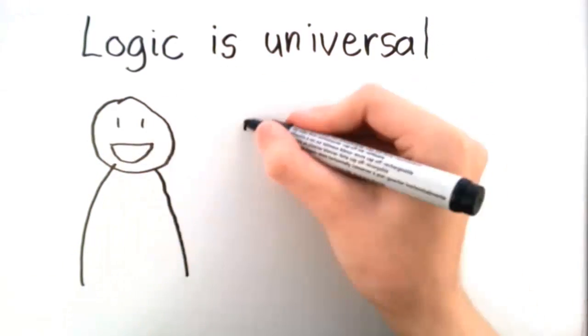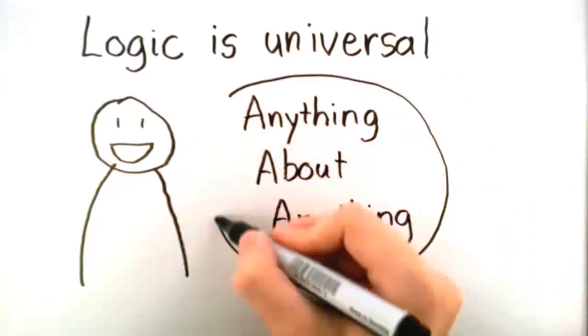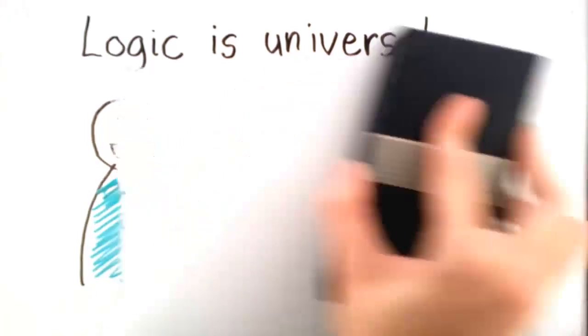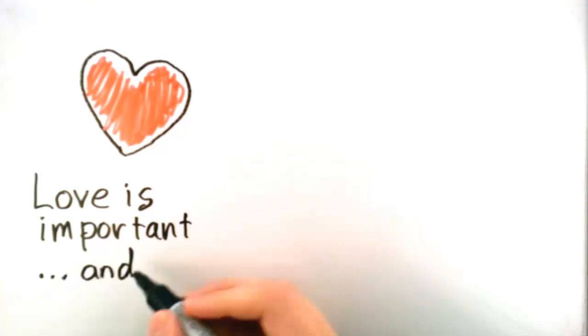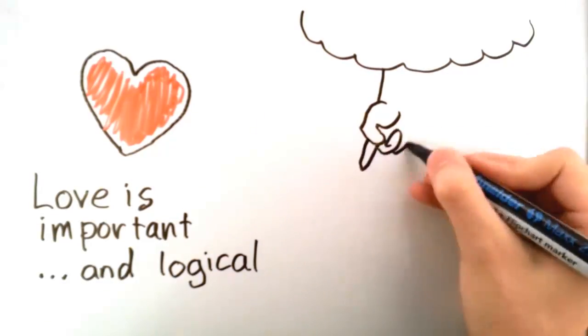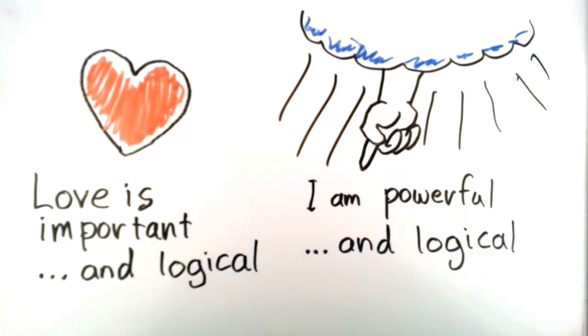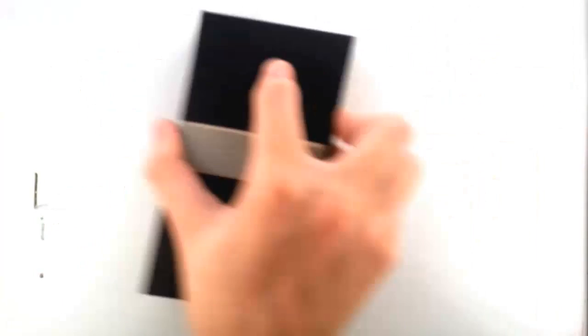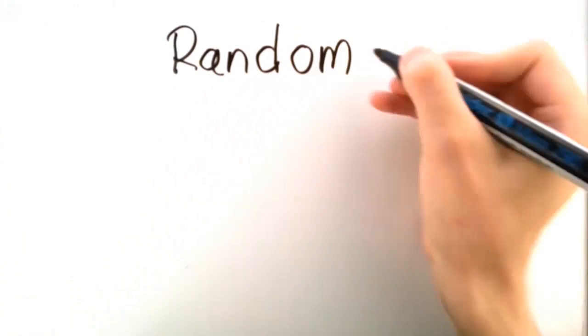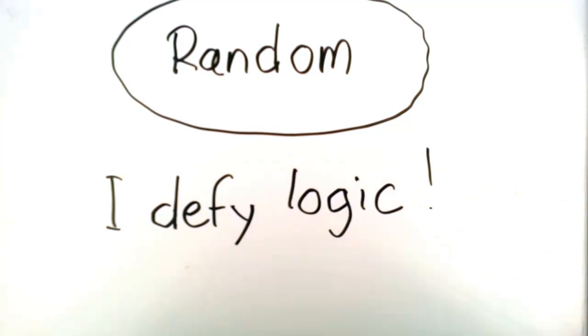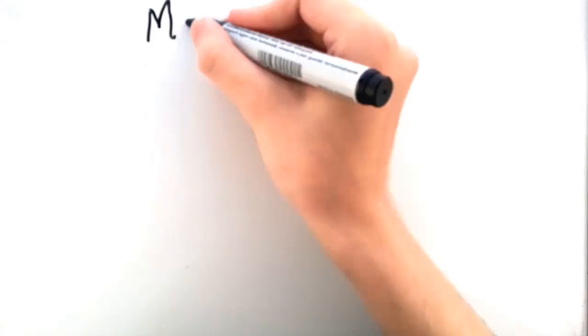The important thing to realize is how universal logic is. Try to say anything about anything without making a logical rule, without making a limitation. When you say love is important, you are limiting all the things off that aren't important. When you say God is powerful, you are limiting all the things off that aren't powerful. The only thing you can say without making a logical rule is to say that something is completely random and can therefore be anything.